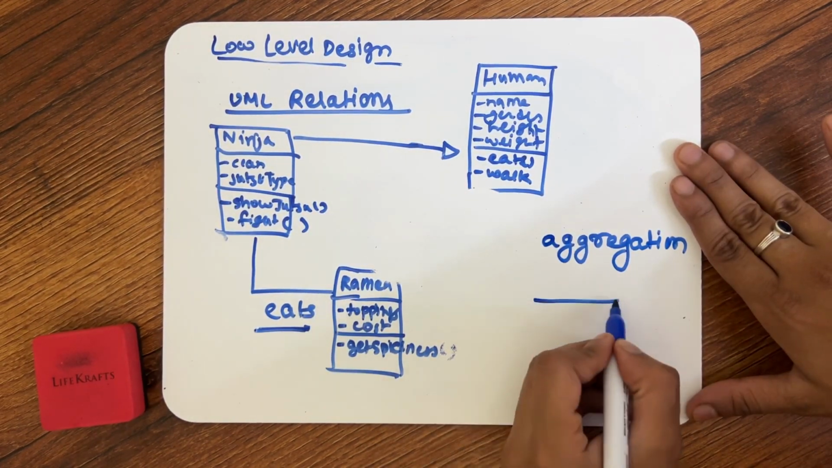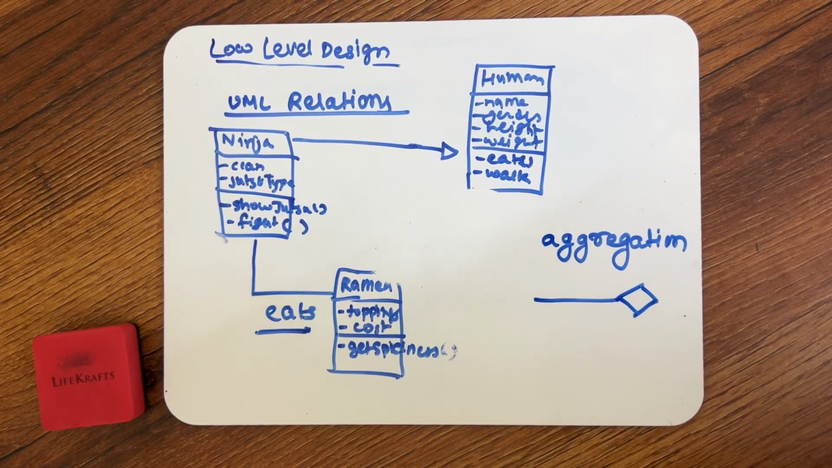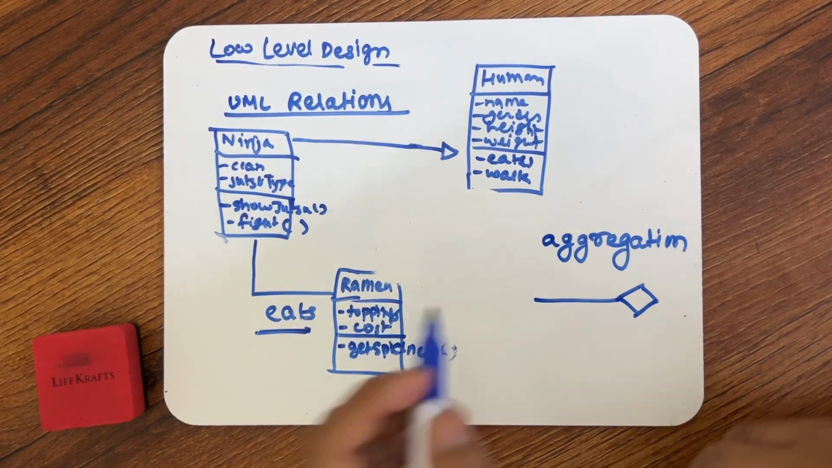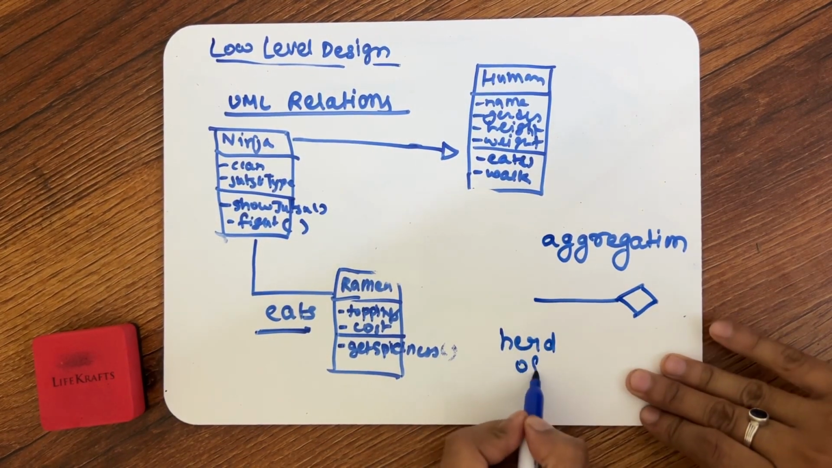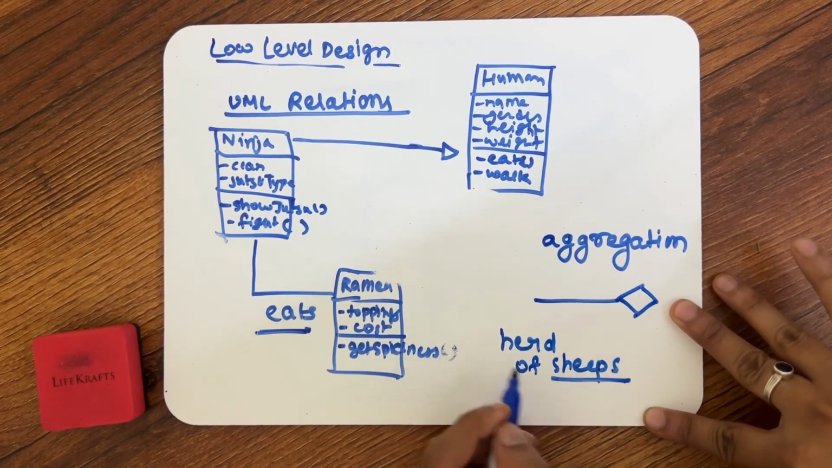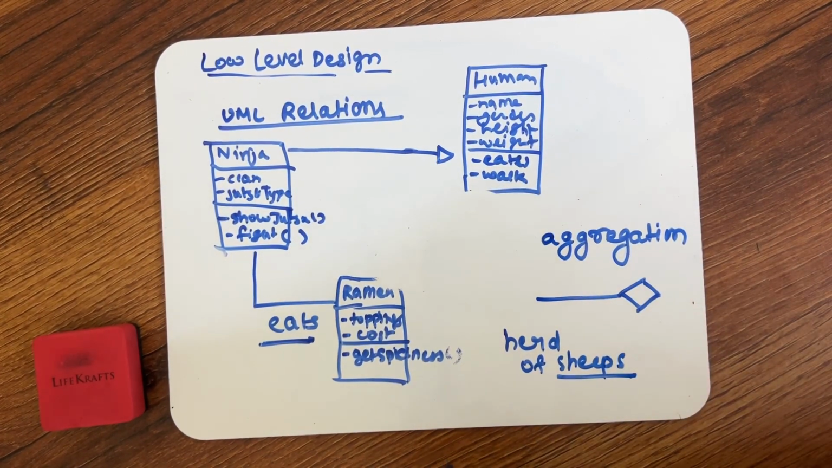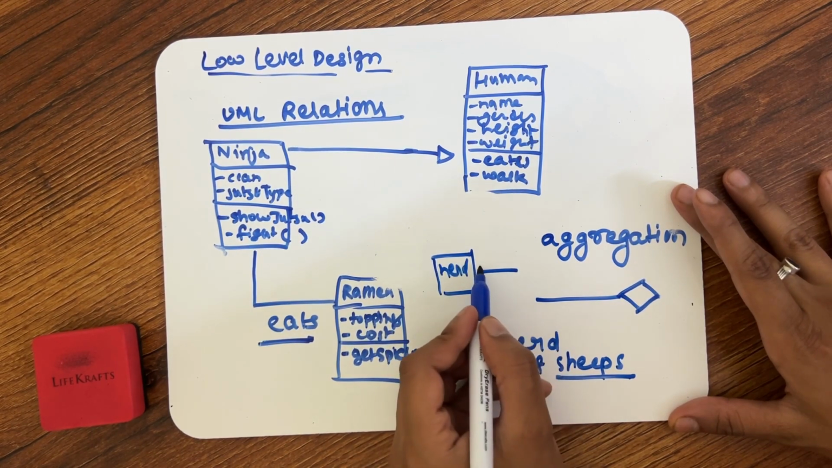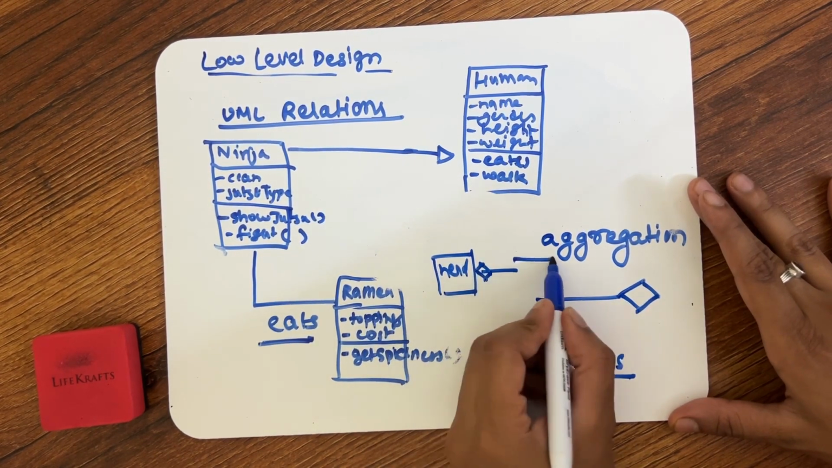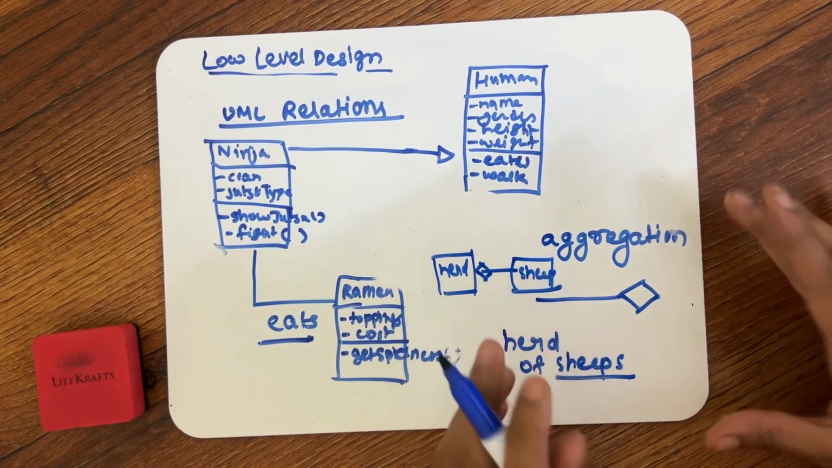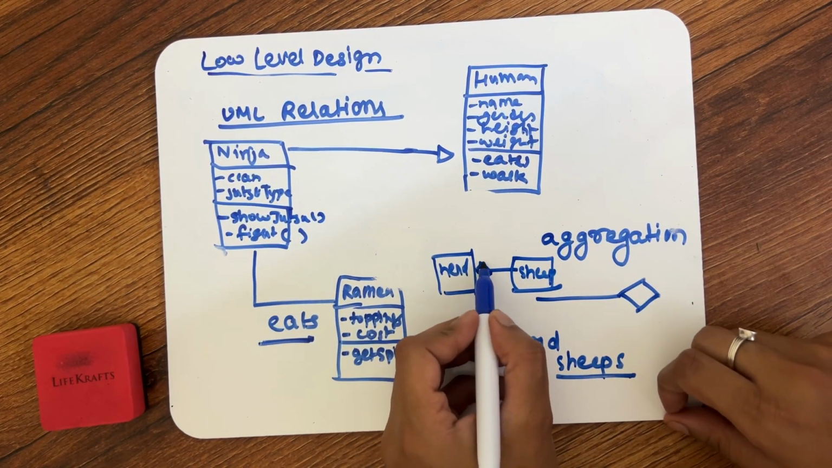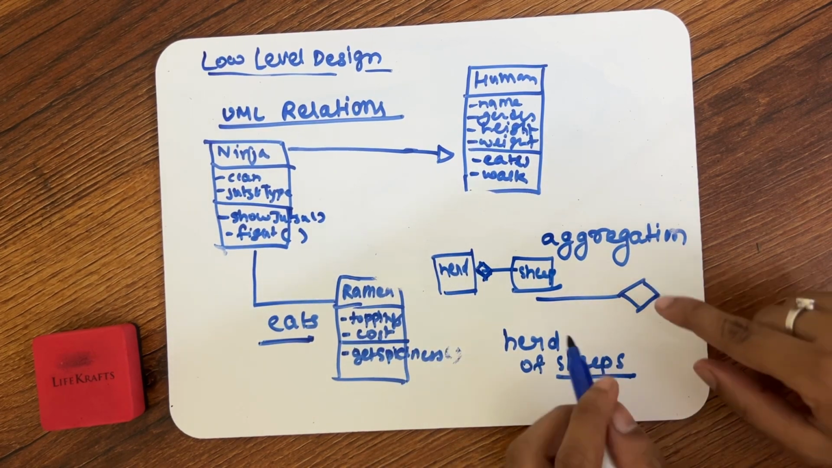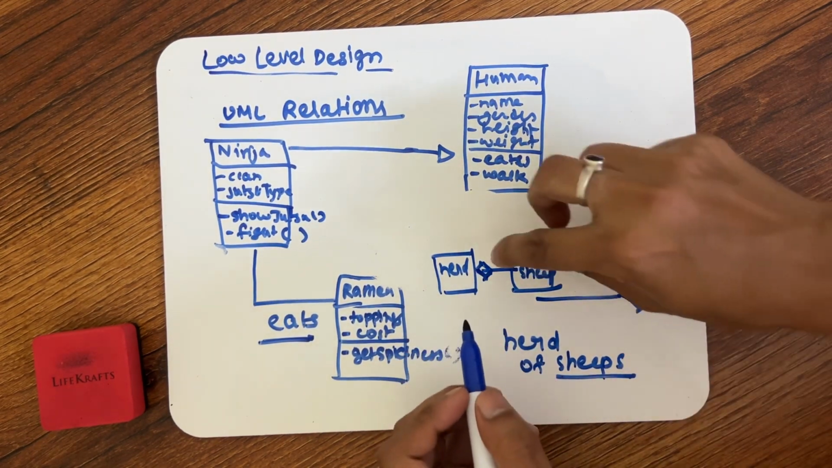So aggregation is basically something which can exist in an aggregated manner, like a herd of sheep. Sheep can stay in a herd, but they can also stay independently. So here is some herd, and it has some properties and methods. And then here is sheep. It will also have some properties and methods. And the thing is, this blank square, okay, this will not be filled.